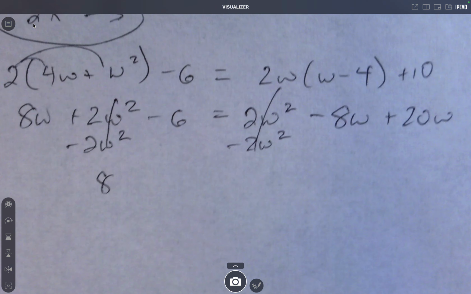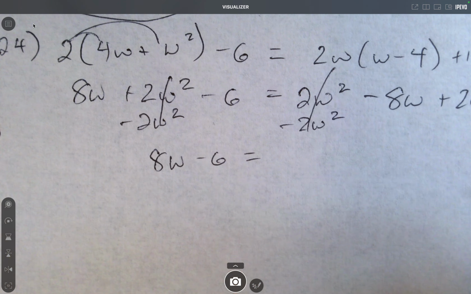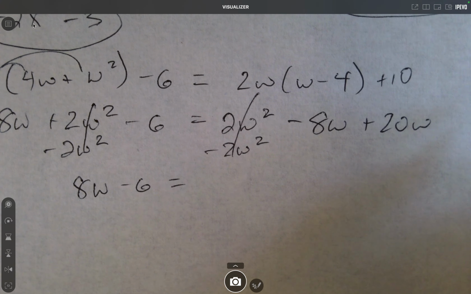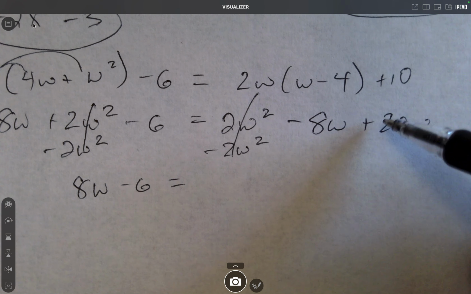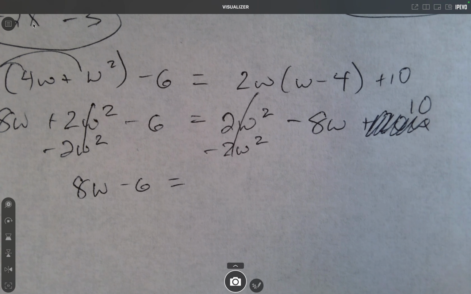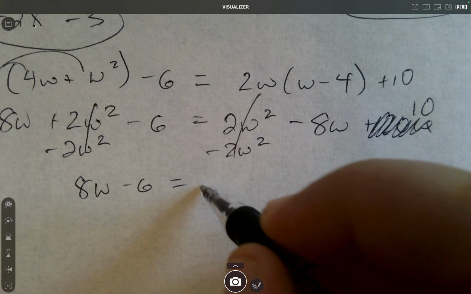Then we have 8w minus 6 on this side. Over here, you know what? It's funny. Here I told you, don't apply the 2w to the 10. And what did I do? Oh my goodness. Very sorry. So that should be negative 8w plus 10.